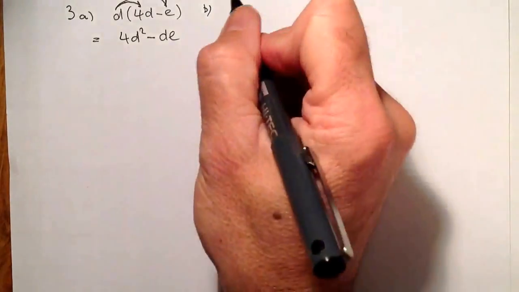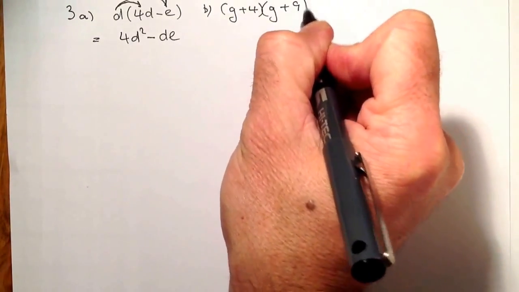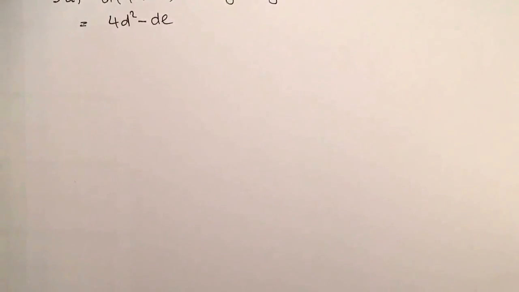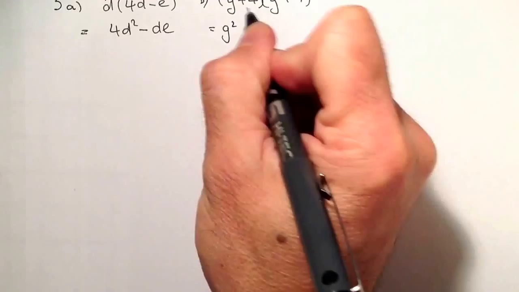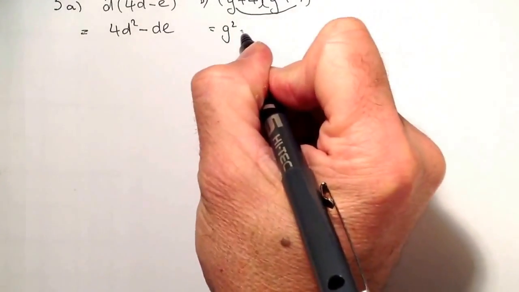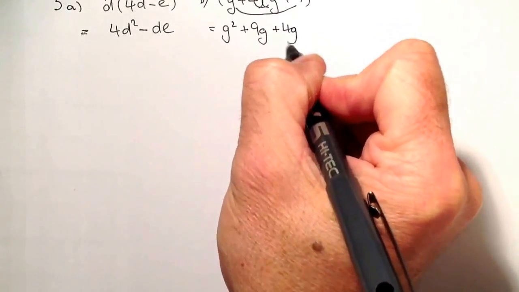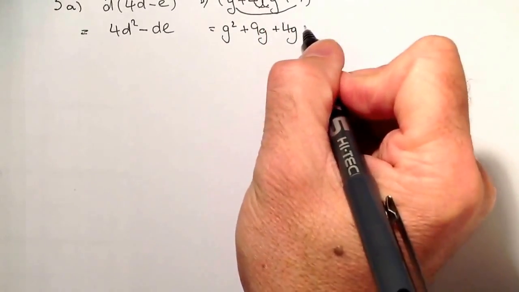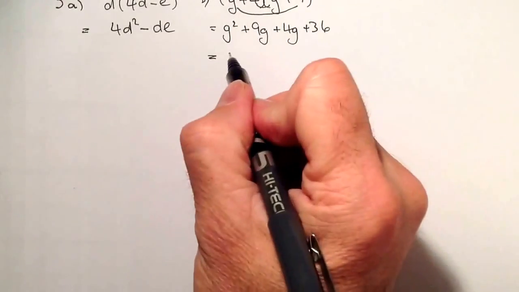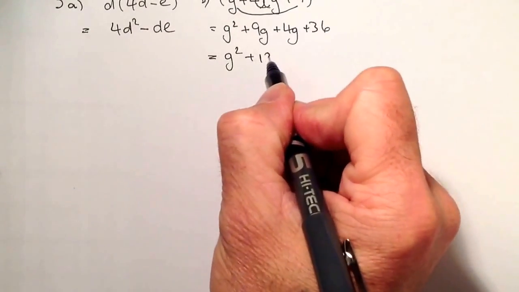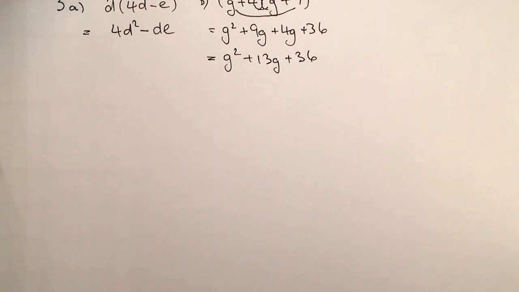For part B, I've got a double bracket to multiply out, and what I'm going to do is multiply this bracket out using FOIL. Okay, so the firsts multiplied together will give me g squared. The outsides will give me plus 9g. The insides will give me plus 4g. And finally the lasts will give me plus 36. I'll gather up the middle terms here, and that should complete this question here. Okay. Moving on to question 4.